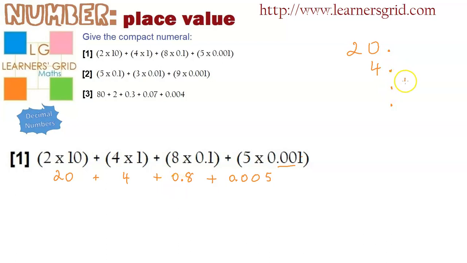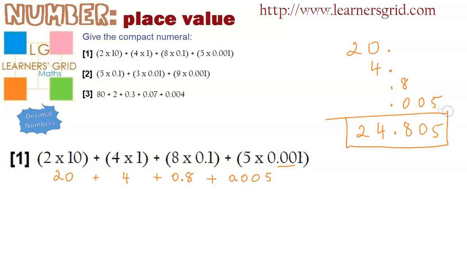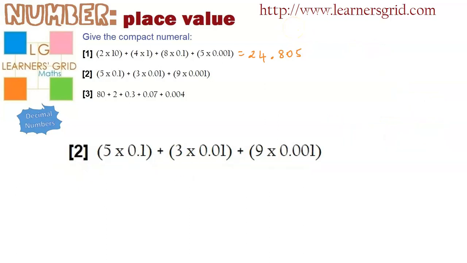So it is really important that you keep everything in their right place value. So 0.8, and then we have 0.005. And then just add these guys up. So you got 5, 0, 8, 4, 2. And that there would be the answer to number 1. So 24 point, that doesn't look very good. So let's try that again. 24.805.